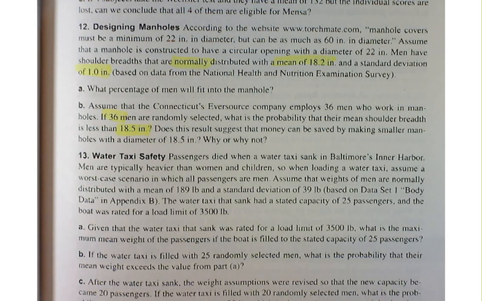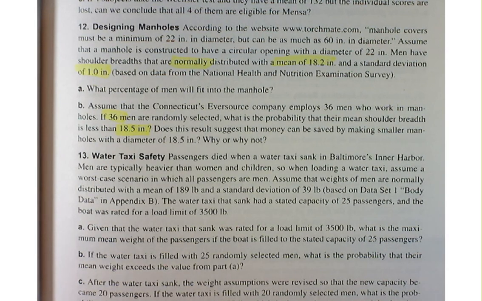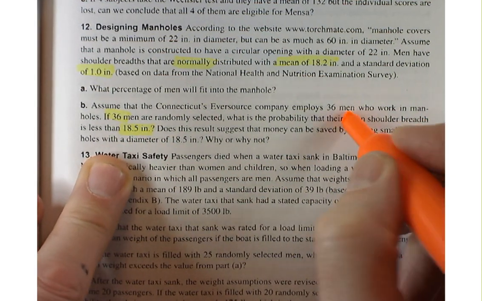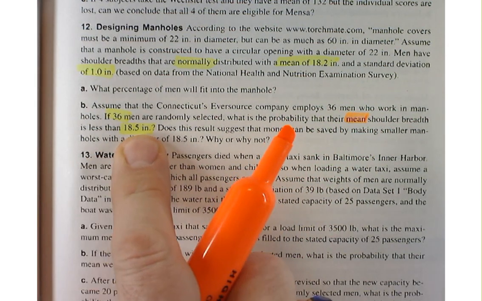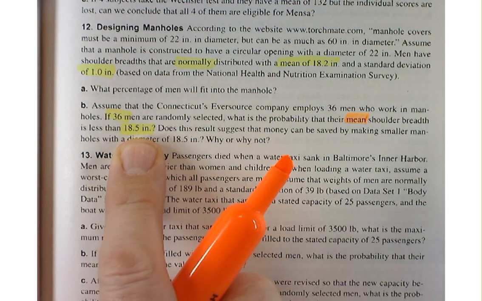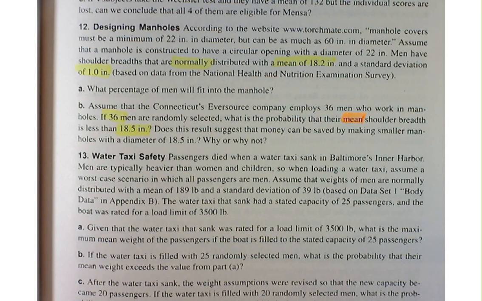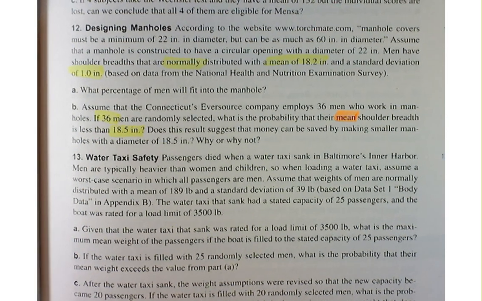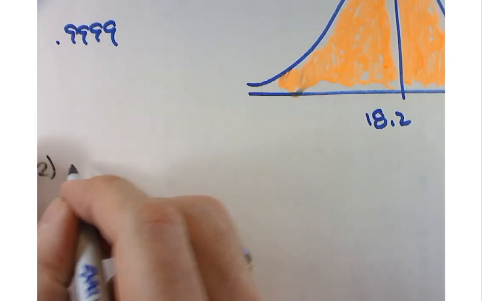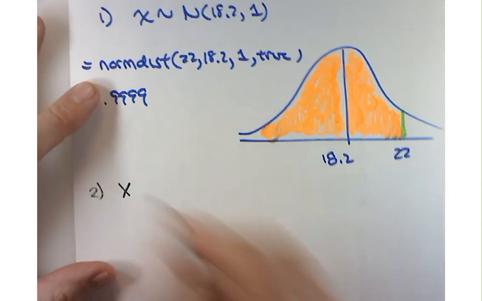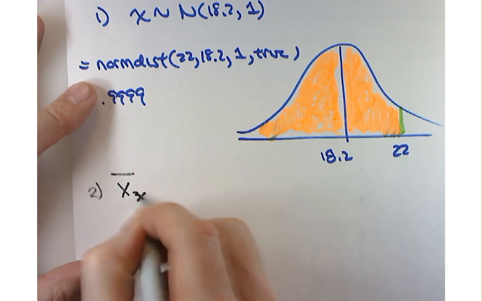The big thing to notice here is that we're talking about the mean shoulder width being less than 18.5. That's for the 36 men that we're averaging. What's the chance that they have a mean or average shoulder width less than 18.5? Focusing on the fact that we're talking about a mean here, we're no longer talking about X, we're taking something from this distribution. We're talking about X bar for samples of size 36.